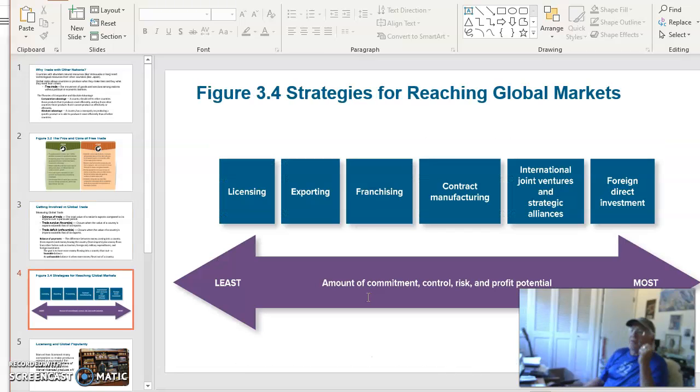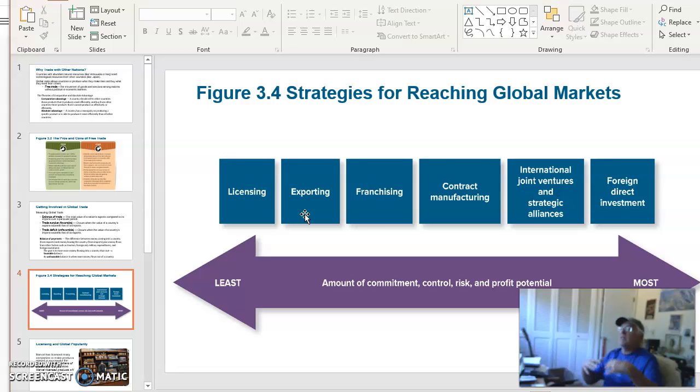Another concept in this chapter is how you would manufacture things overseas. With this arrow here, you have a spectrum of least commitment, the easiest on the left side, to the most difficult, which is more investment and more risk and more profit. So you're starting with licensing. It says here, you can produce this, I'll let you do that. Exporting, importing, that's the next step. Basically, there's just buying and selling. You can involve yourself in a franchise, so you set that up that way, or you can do contract manufacturing.